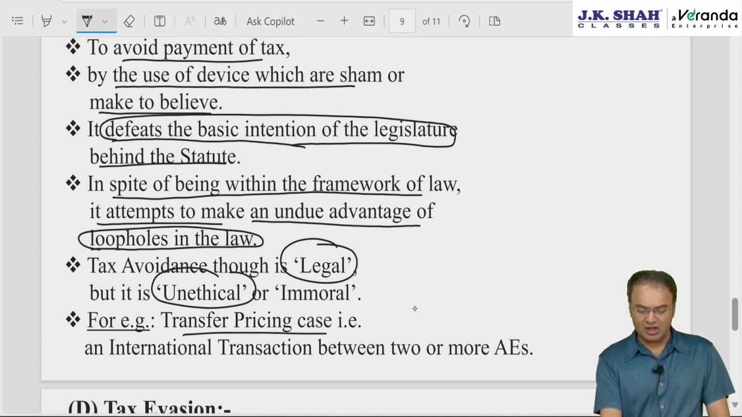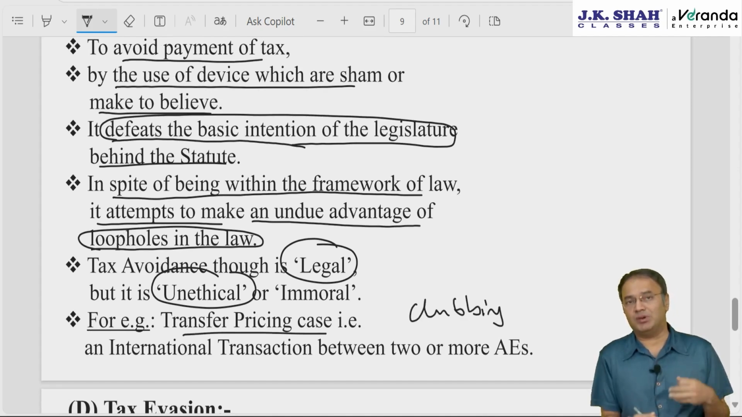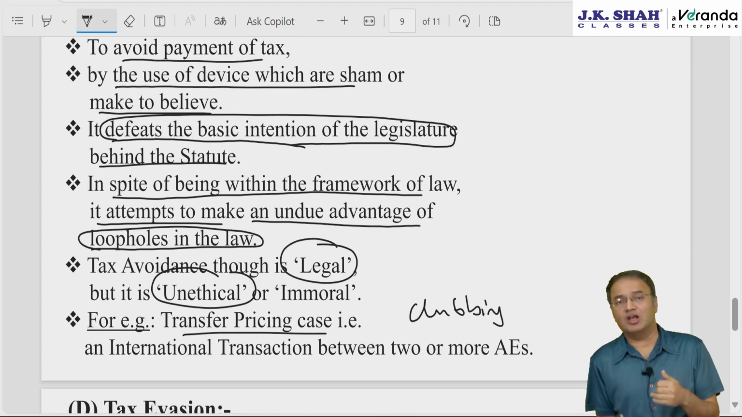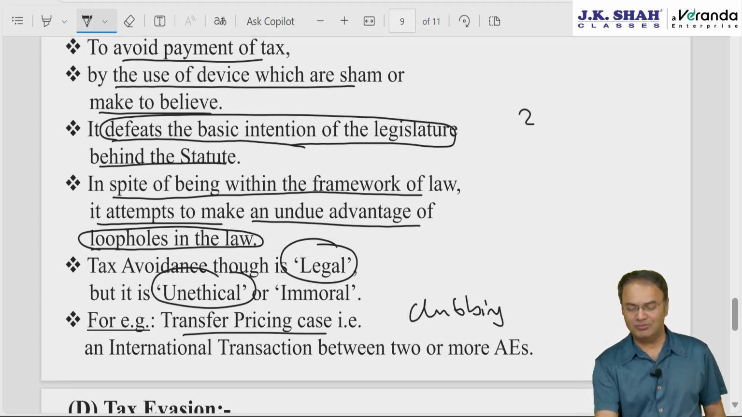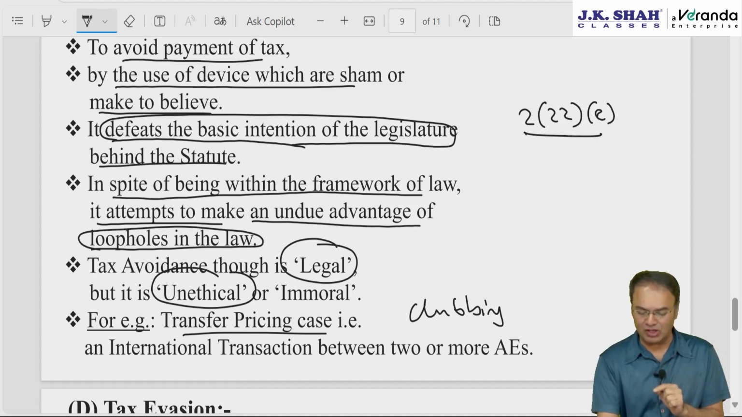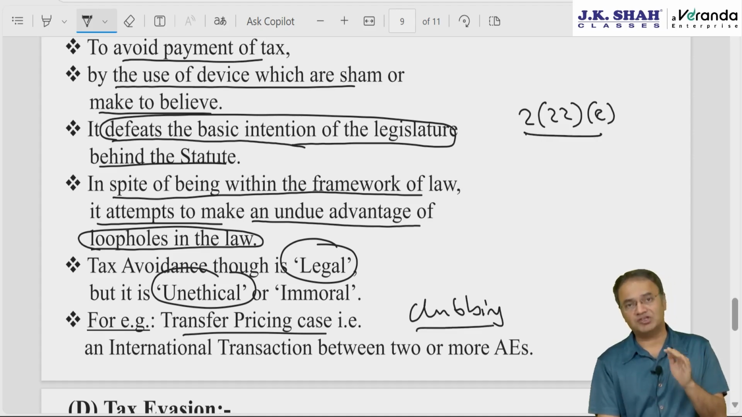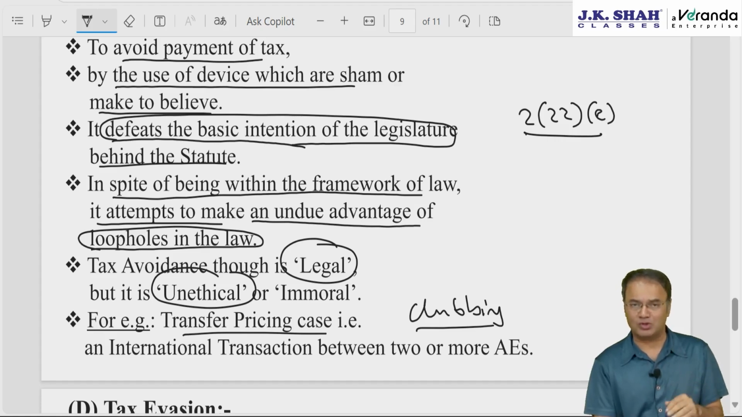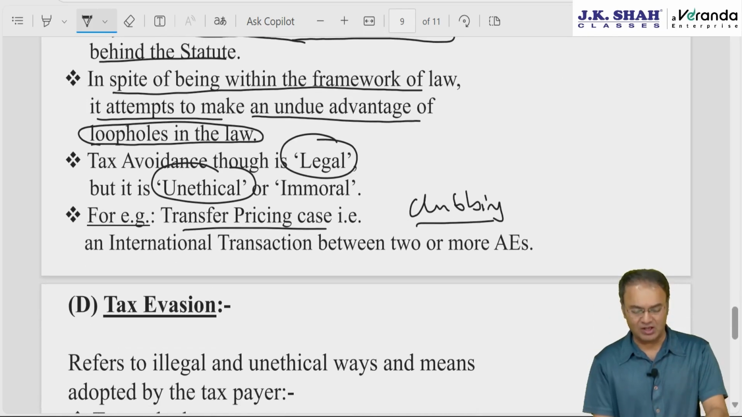Transfer pricing, clubbing provisions. Now, whenever government finds out that people are taking undue advantage like this, government will introduce a new provision to plug the loophole. Even deemed dividend under 2(22)(e) is an example of tax avoidance. Nowadays it is not possible after introduction of the 2(22)(e) clubbing provision. Once government plugs the loopholes by introducing a provision, then it is no more possible. Prior to that it was possible.